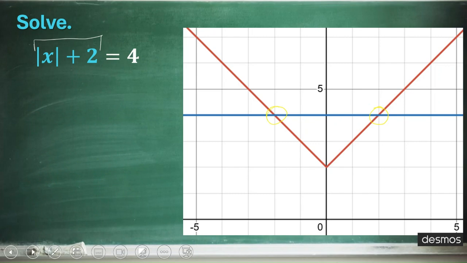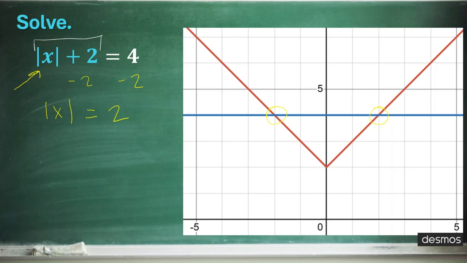All right, so our first step is we're always trying to get our variable by itself, but this time we're trying to get the variable within the absolute value bars by itself so we can de-absolute value it, or get rid of the bars. So I'm going to start by subtracting 2 from both sides. When I do that, I get the absolute value of x equals positive 2.